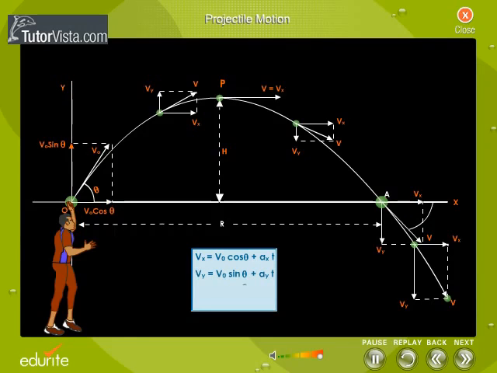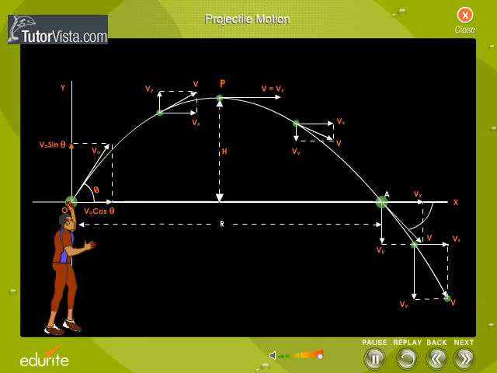There is no acceleration in the horizontal direction. The vertical component of acceleration ay is equal to minus g. Substituting the values of ax and ay in equations 1 and 2 respectively, we get, that is, the vertical component of velocity changes with time, and at the highest point, Vy becomes 0.